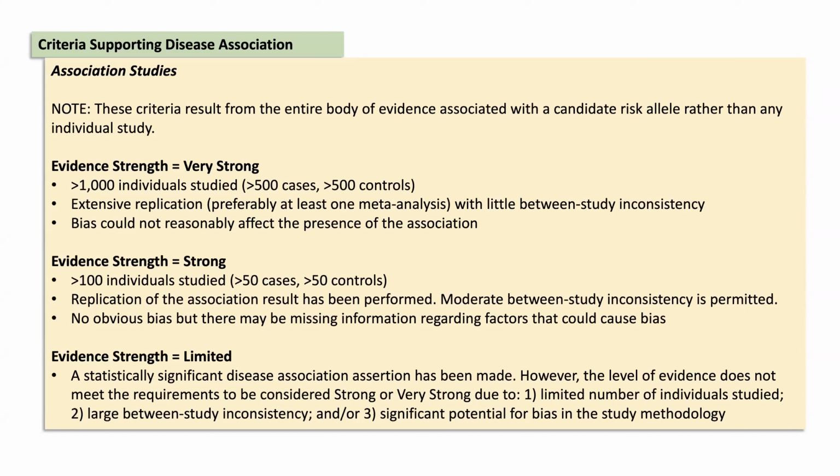And then the evidence strength of strong, which you'll see later is going to correlate to a likely risk allele, is somewhere in the middle. It's that you had these three things in place, but you didn't have enough for very strong. So there has been replication. There's no obvious bias, but it may be difficult to evaluate. And I know this seems like a very small number of individuals, but this is kind of a floor. It's not based on an extremely limited number of individuals. So you have more than one population studied. The result has been replicated, but it's not to this level of evidence.